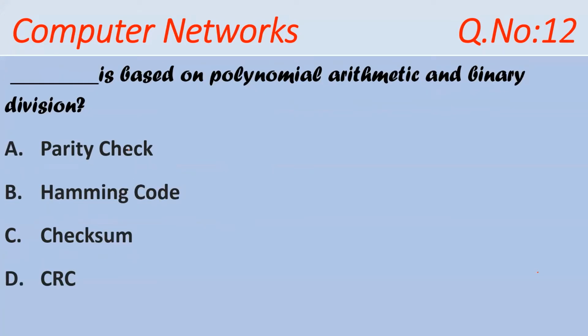So let us see the 12th question. Dash is based on polynomial arithmetic and binary division. So which is CRC. Polynomial arithmetic and binary division. We'll be calculating the cyclic redundancy code. So the CRC code is generated by using polynomial arithmetic and binary division. So this is the 12th question.